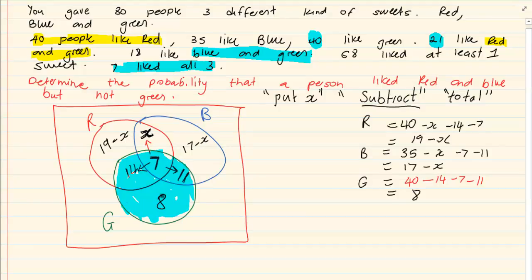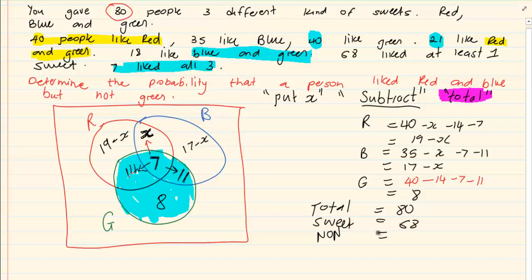Then they further say that 68 like at least one sweet. We've got a total of 80. If only 68 are in the red, blue and green, then what you need to remember is your total. You see, the total is important. You know your total is equal to 80. They're telling you that the number who liked sweets is only 68. So what about the people that don't like sweets? That would be 12. So outside you have to put a 12.